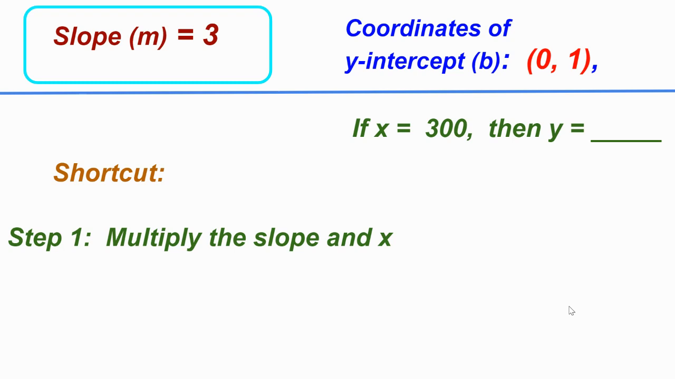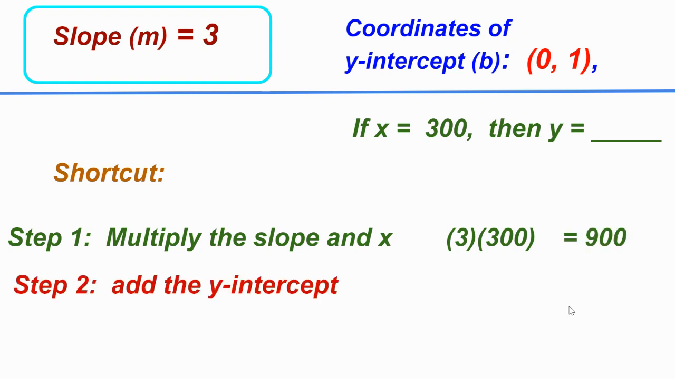So my 3 is my slope. My x is my 300. 3 times 300 is 900. And then our second step is to take that 900 and add the y-intercept to that. The y-intercept is 1, so I simply do 900 plus 1, and that's 901. All right, let's use this information to make our formula.